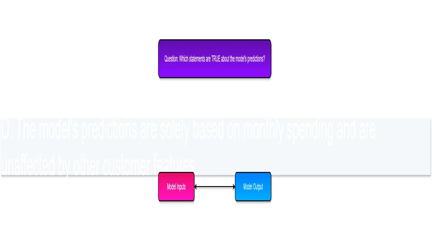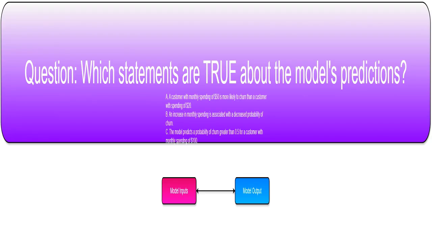This statement is tricky. The provided model only uses monthly spending. However, logistic regression models can, and often do, include many more factors. So while true for this specific simplified model, it's not generally true for logistic regression models in general. It's a bit of a trap answer. I will plug $50 and $20 into the equation separately. The result shows that the probability of churn is indeed higher for the customer spending $50, making this statement true.